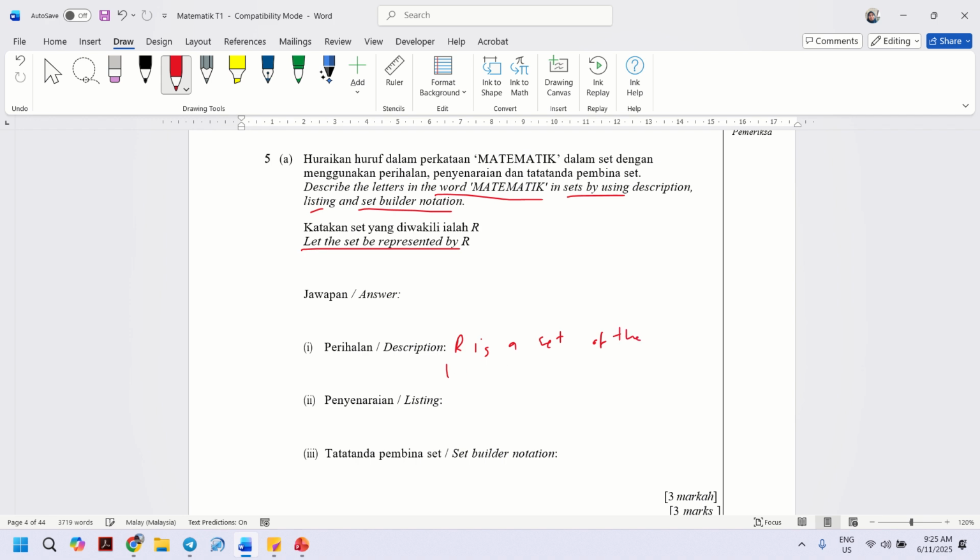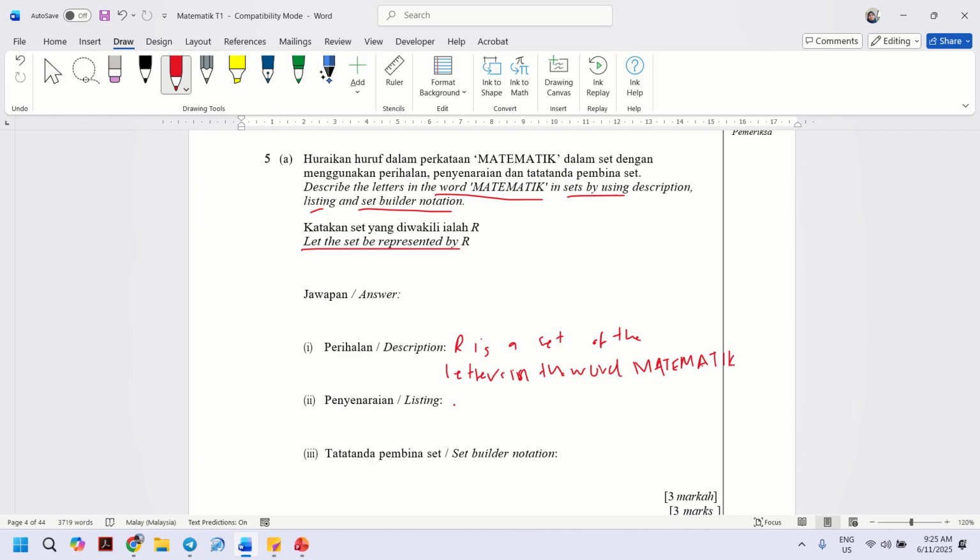Okay, the letters in the word mathematics. Okay, you have to put M-A-T-E as in the question. Letters in the word mathematics.